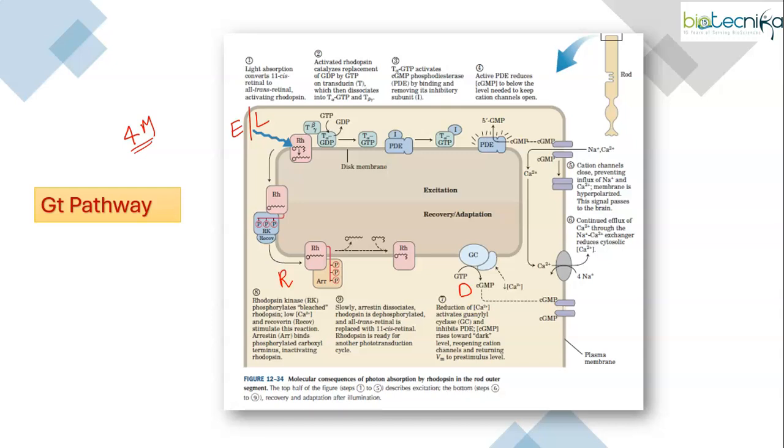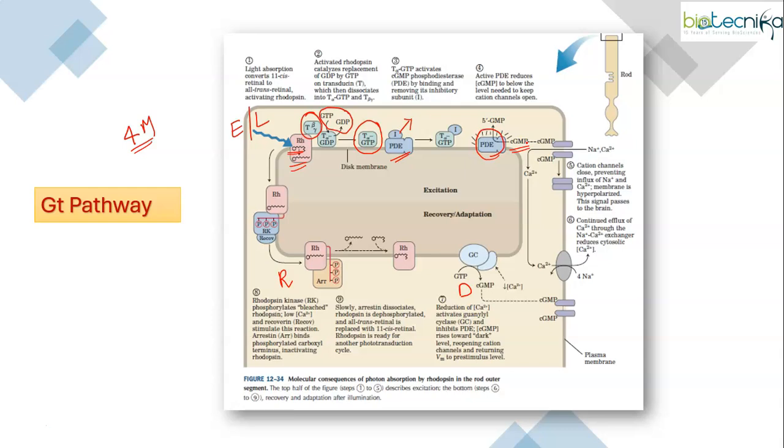Rhodopsin is the protein that receives the light signal. Upon absorbing the light, the 11-cis retinal present in the rhodopsin protein gets converted to all-trans retinal. This results in rhodopsin activation, which in turn activates a G protein known as transducin. As usual, there will be an exchange of GDP to GTP on the transducin protein. Once activated, it will remove the inhibitory subunit from phosphodiesterase, which in turn activates the phosphodiesterase. Once the phosphodiesterase is activated, it is responsible for the breakdown of second messengers.